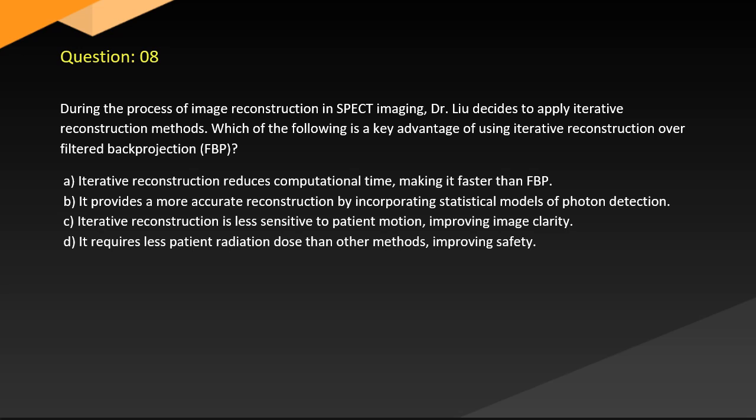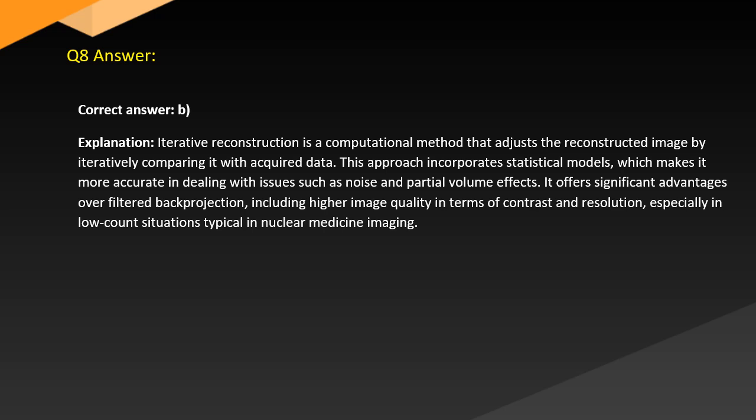C. Iterative reconstruction is less sensitive to patient motion, improving image clarity. D. It requires less patient radiation dose than other methods, improving safety. Answer. Correct answer B. Explanation. Iterative reconstruction is a computational method that adjusts the reconstructed image by iteratively comparing it with acquired data.